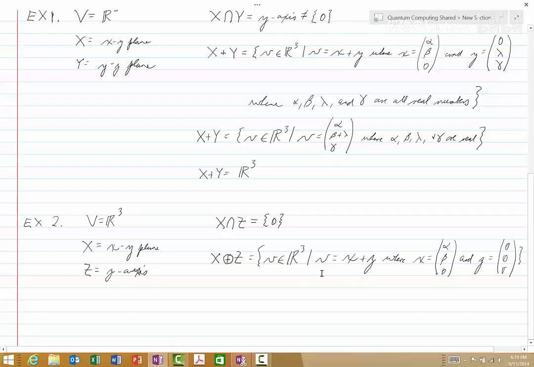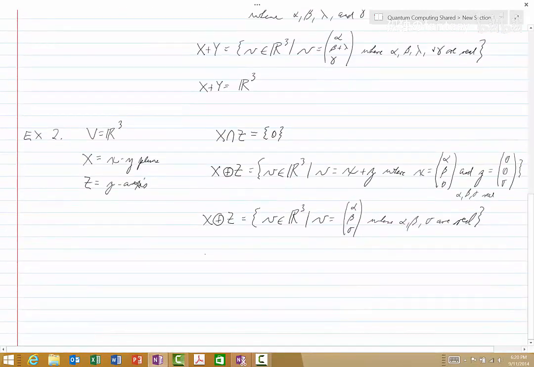And of course, what we can say, since x is the xy plane, then an arbitrary vector in x could be written as alpha, beta, 0, and since z is the z-axis, an arbitrary vector there could be written as 0, 0, sigma. And this then could be rewritten like this. And I should have included here that alpha, beta, and sigma are real. And of course, then, as before, that just ends up being all of R3.